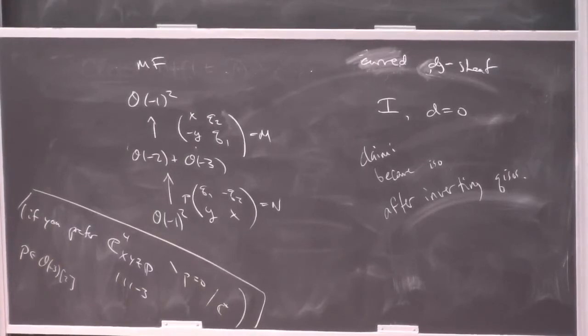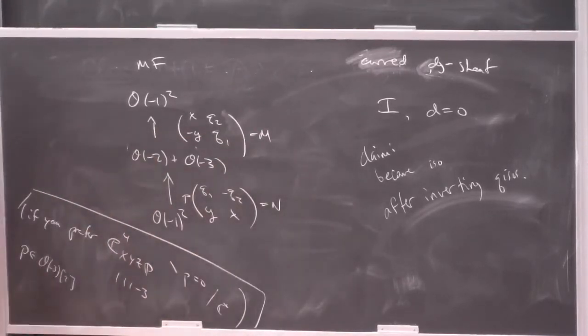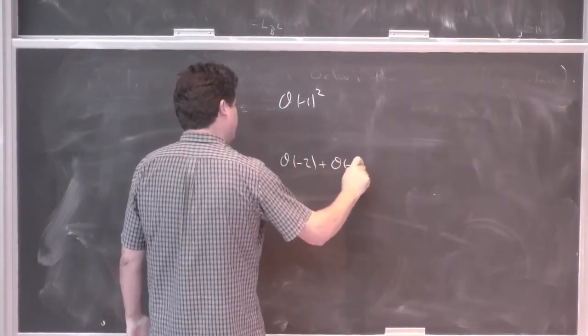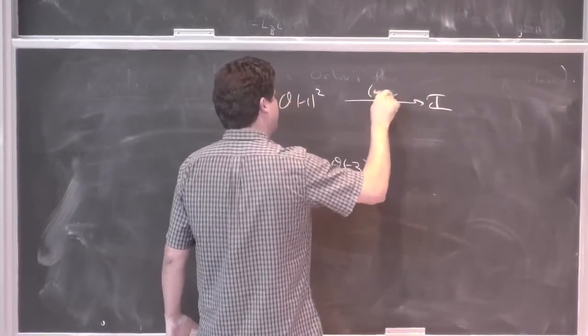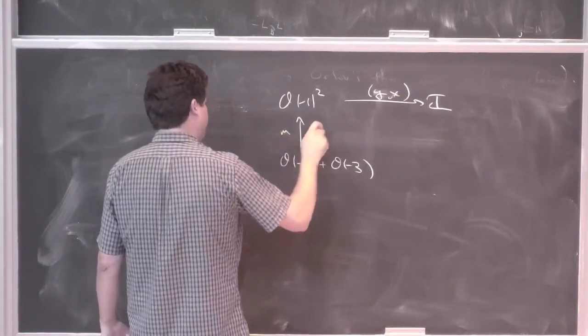Right, so there's going to be an obvious morphism between these, and I want to say why it's a quasi-isomorphism. So the claim is that the obvious map between these is a quasi-isomorphism. So we have O minus 2 plus O minus 3. This maps to I just via the usual x, or maybe y, and x. These go back and forth via m and n.